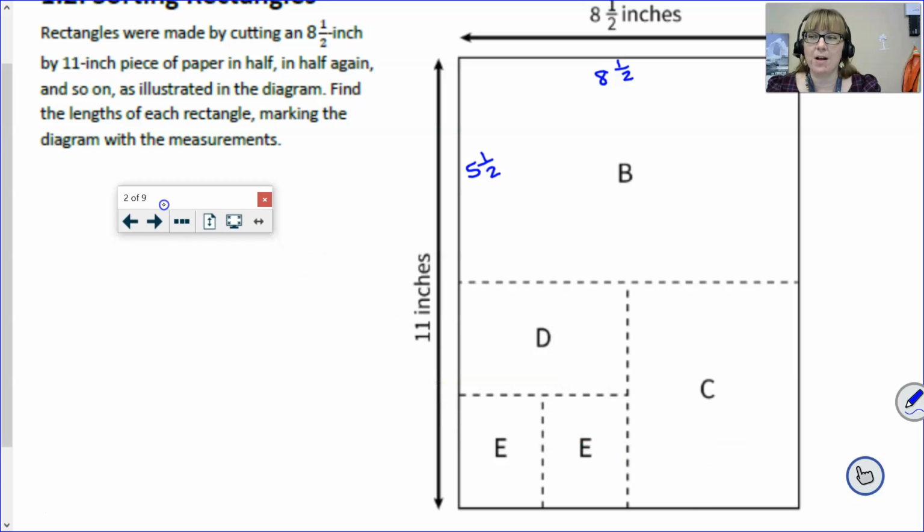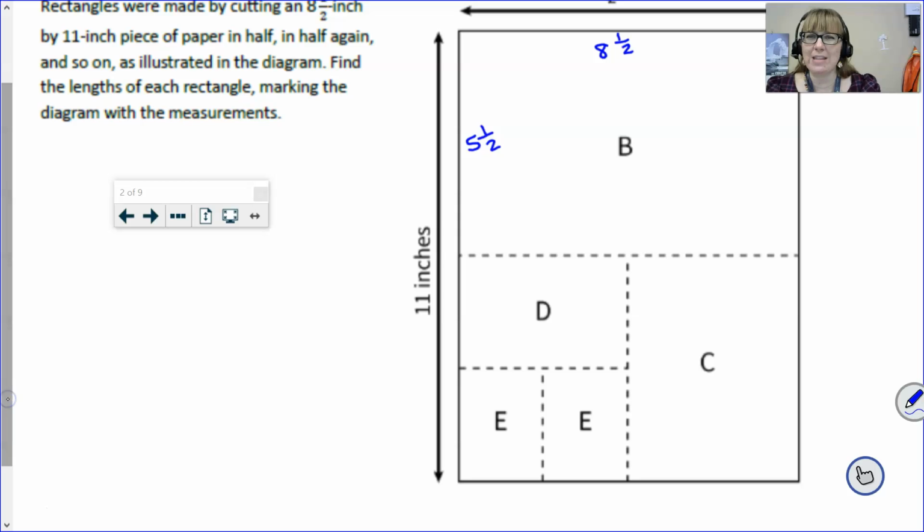Using and repeating that process, find the dimensions of each one of these rectangles. You can go ahead and pause the video, give yourself a chance to think about that, and just write them down just as I am doing here. All right, let's take a look and see how you did. Rectangle C, remember that we split this in half. So this was 5.5, which means automatically this side length here is 5.5 as well. What about this side?